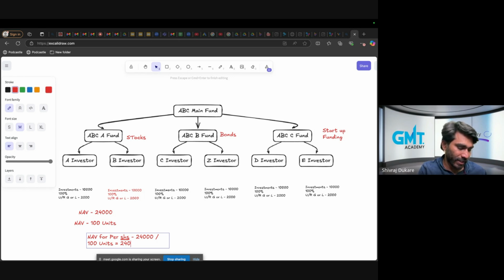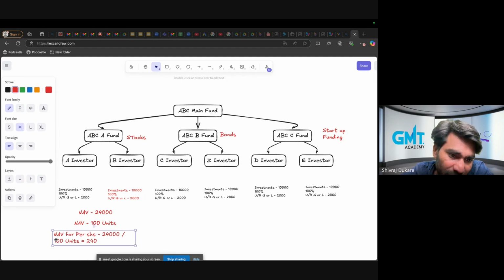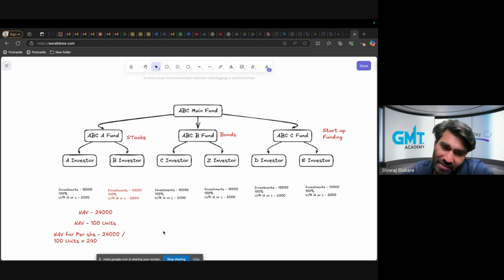Let me just divide 24,000 by 100, which is 240. So 240 is the NAV per series. All right, we have the same number. So across series, or funds, you can see the same NAV.